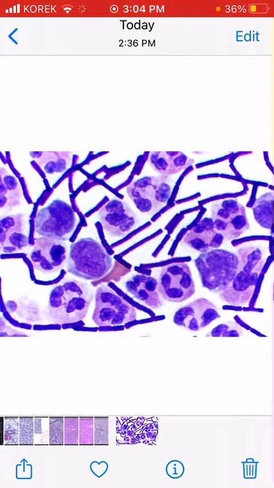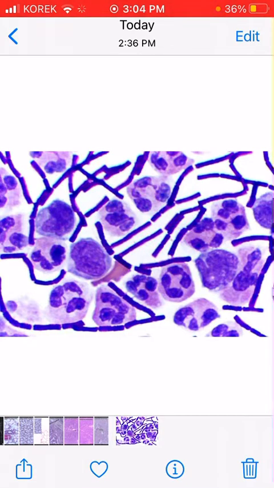Right or Giemsa stain. I will put videos about how Giemsa stain is done, how Wright stain is done, and gram staining of bacteria. I will put all the videos practically. And what type of stain do we use? Wright or Giemsa stain, polychrome methylene blue stain.